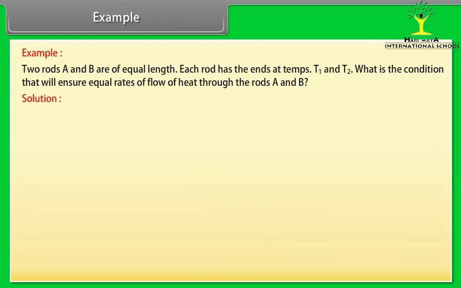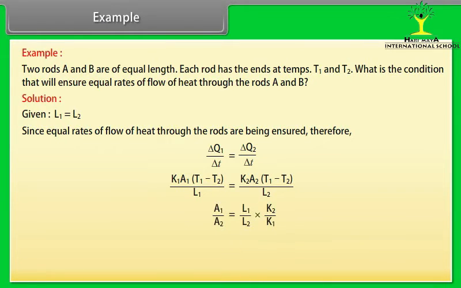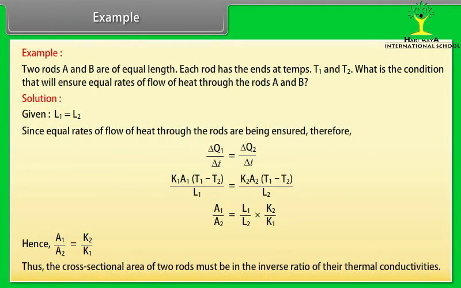Let's see the solution. Given L1 = L2. Since equal rates of flow of heat through the rods are being ensured, therefore ΔQ1/ΔT = ΔQ2/ΔT. On solving the expression, we get A1/A2 = (L1/L2) × (K2/K1). Hence, A1/A2 = K2/K1. Thus, the cross-sectional areas of the two rods must be in the inverse ratio of their thermal conductivities.